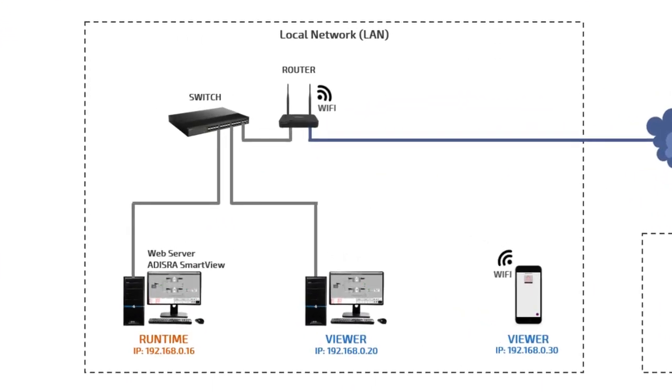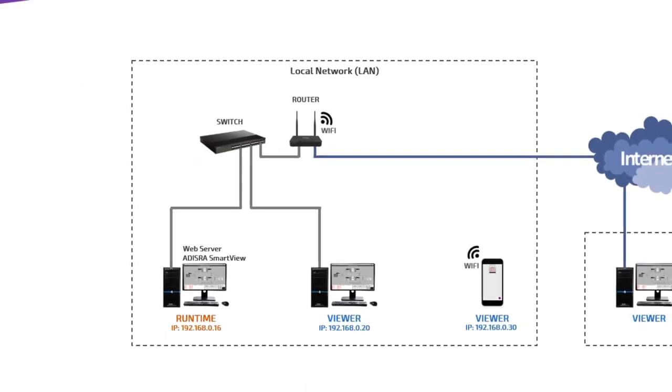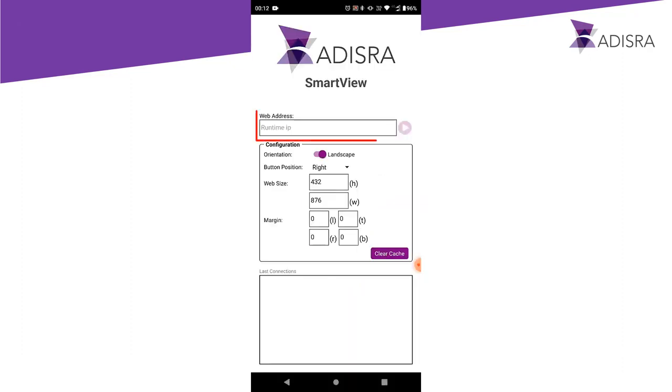ADISRA SmartView allows viewing a web application on a smartphone, through an internet browser or using the ADISRA application. To install the ADISRA app, follow these steps. Download the app via the link available in the video description. Then make sure the smartphone is on the same local network as the IIS server. Open the ADISRA app. In the first field, put the address of the web application.